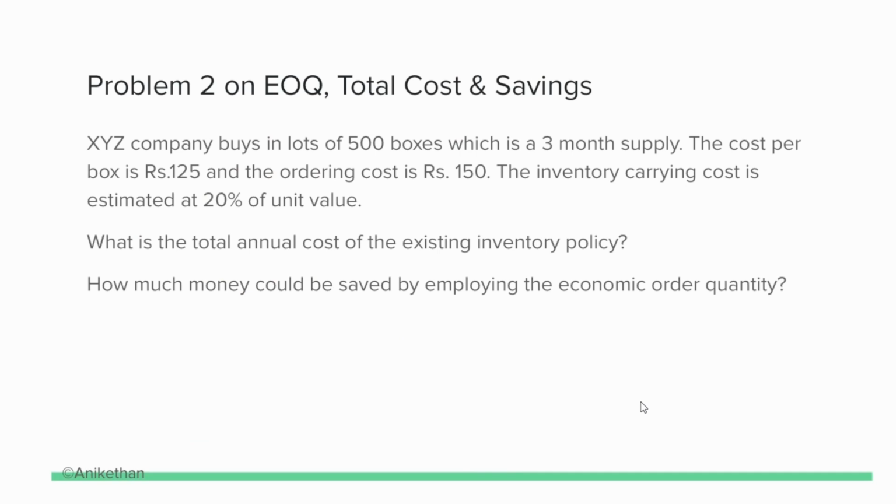What are the terms you should look for in the questions? It buys in lots of 500 boxes, which is a 3-month supply. The cost per box, that is U, is 125. Ordering cost is 150, O is 150. Inventory carrying cost is 20%. What is the total annual cost of existing inventory policy? So they are directly asking total cost. How much money could be saved by employing the economic order quantity?